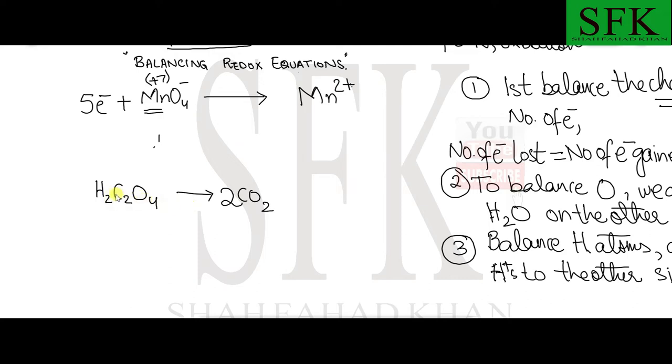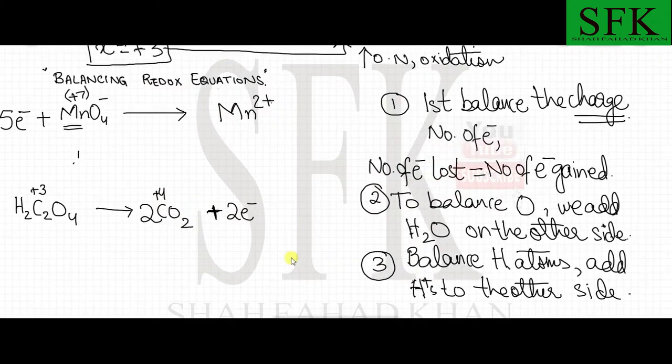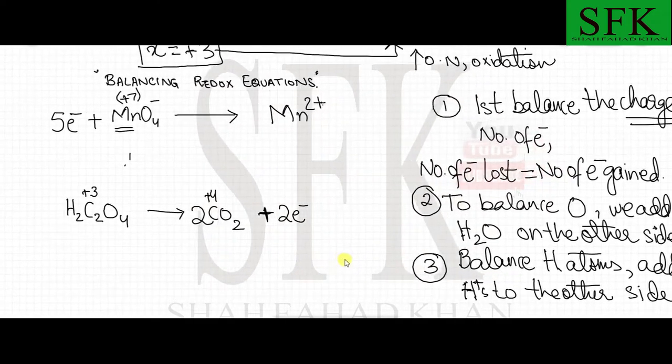Now each carbon atom over here has a charge of +3, and each carbon atom in carbon dioxide has a charge of +4. Going from +3 to +4, it has to lose one electron, but since there are two carbon atoms, two electrons are being lost. Each carbon atom loses one electron and two carbon atoms lose two electrons. Okay, now look at the first point that we wrote over here. Balance the charge, the number of electrons.